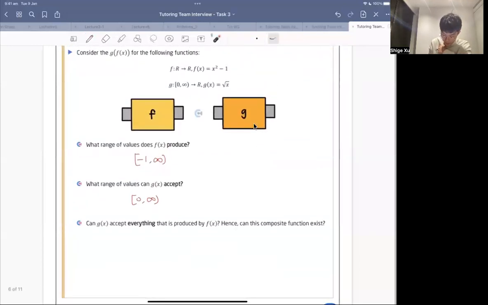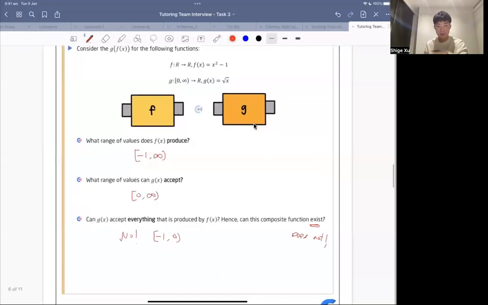Then can g of x accept everything that is produced by f of x? Well, g of x accepts non-negative numbers only. F of x produces -1 to infinity, which includes negative numbers. So therefore, no, g of x cannot accept everything. Specifically, it cannot accept the subset -1 to 0. Hence, this function does not exist. This composite function does not exist.